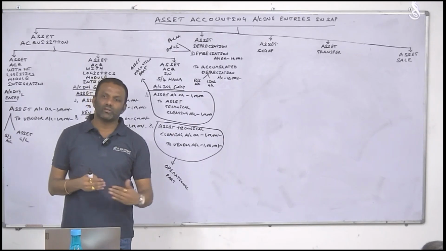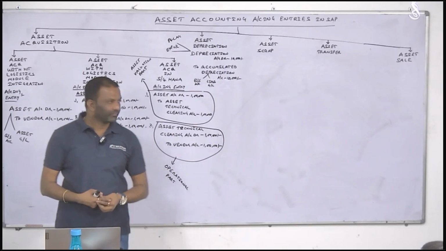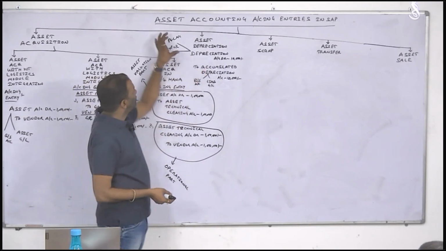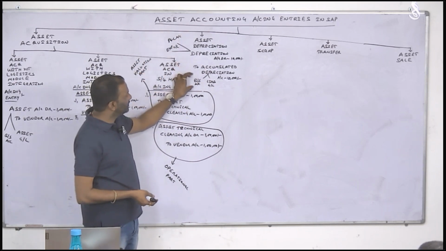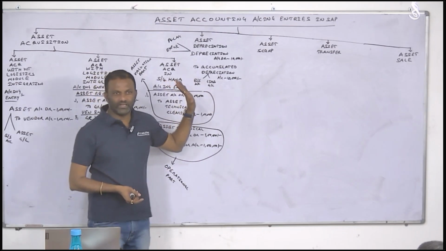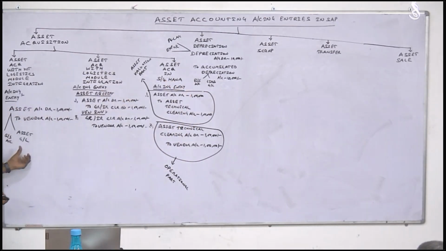You people should always try to understand that. Anyways, always remember depreciation is P&L and expenses, and accumulated depreciation is balance sheet and liability. Everyone is clear, right? And the main asset is balance sheet assets.